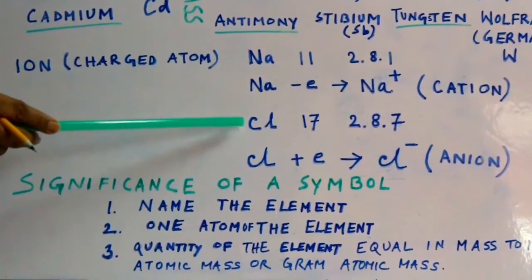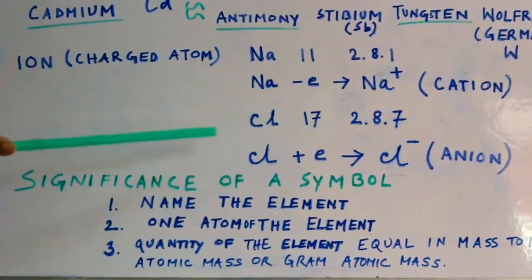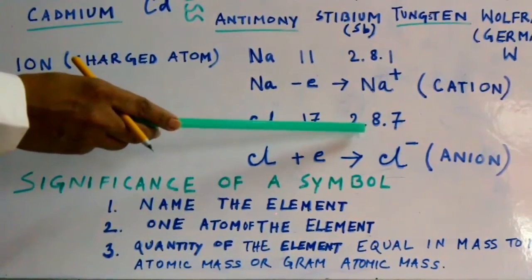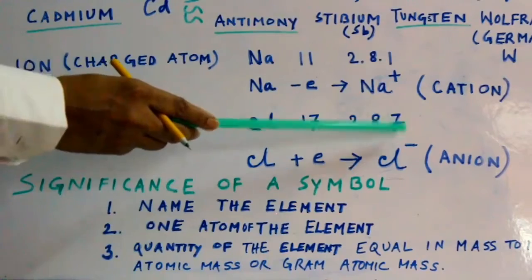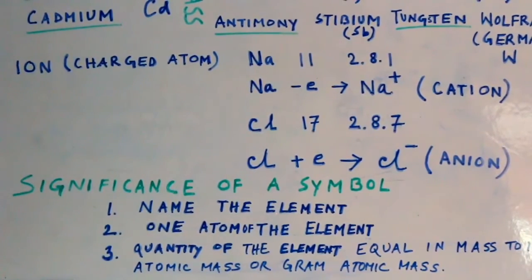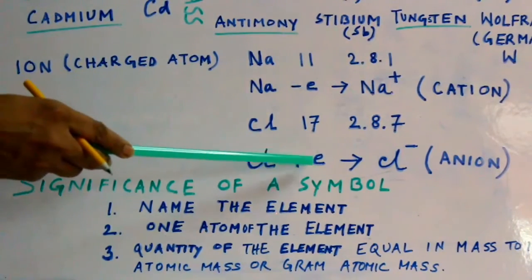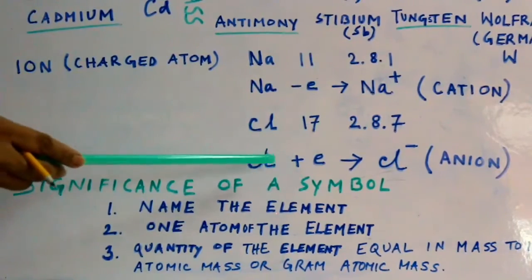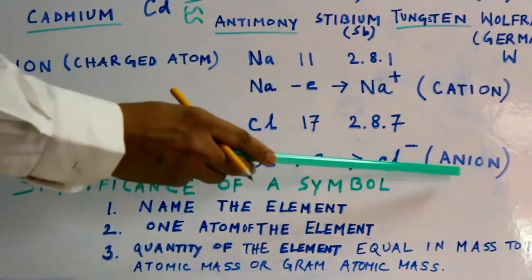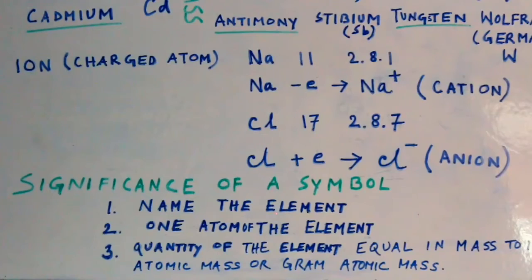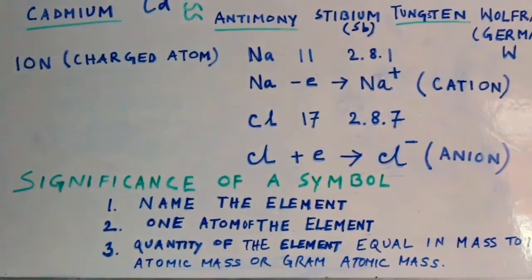Here is the second example, chlorine. This is atomic number 17. The electronic configuration is 2, 8, 7. That means 7 electrons in the outermost shell. If I add one electron, Cl will become Cl-, that is an anion. Anion means negatively charged ion.